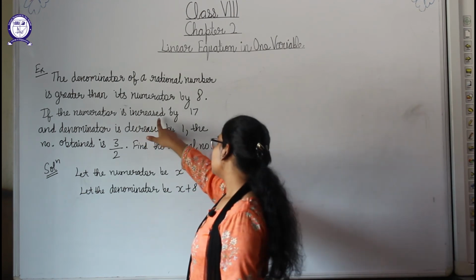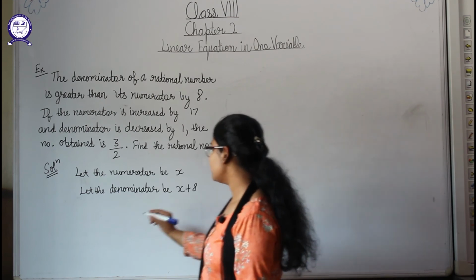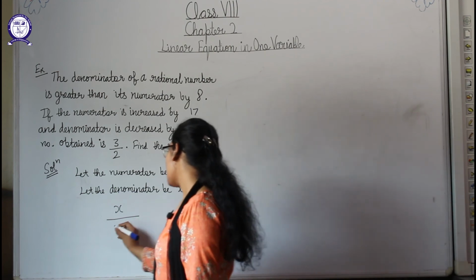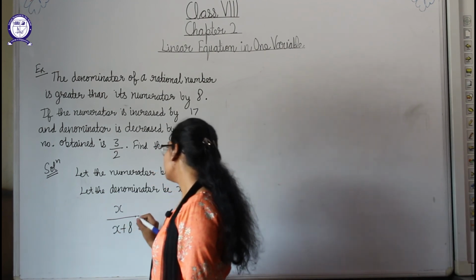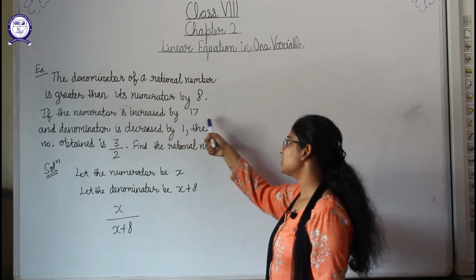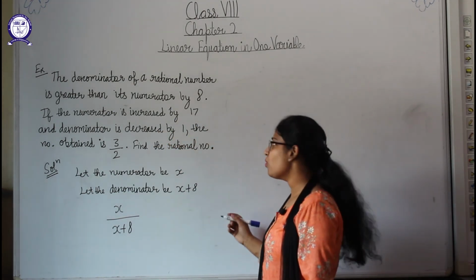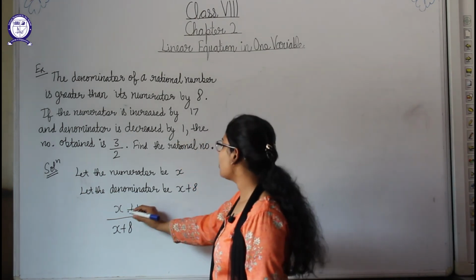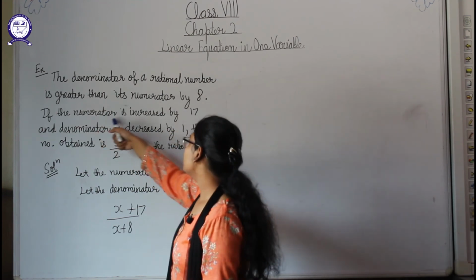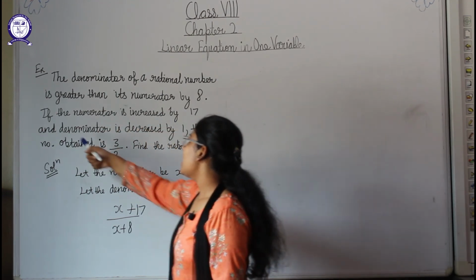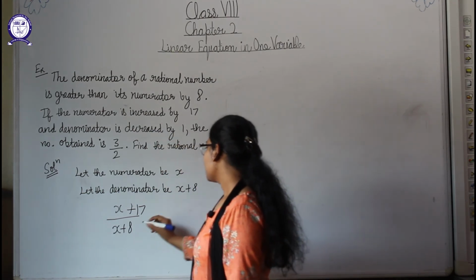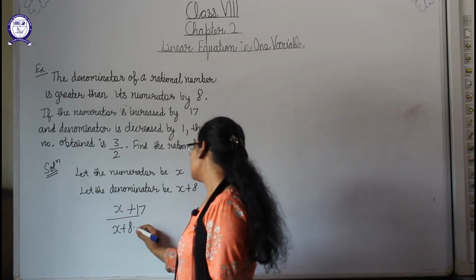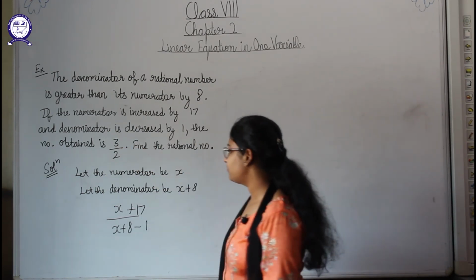Now, if the numerator is increased by 17, we will write it in the form of a rational number. The numerator is x, the denominator is x plus 8. It is given that the numerator is increased by 17. Increased means we have to add, so this is the numerator part, and I am adding 17 to it. The denominator is decreased by 1, decreased means we have to subtract it. So this is the denominator and I am subtracting 1 from this.